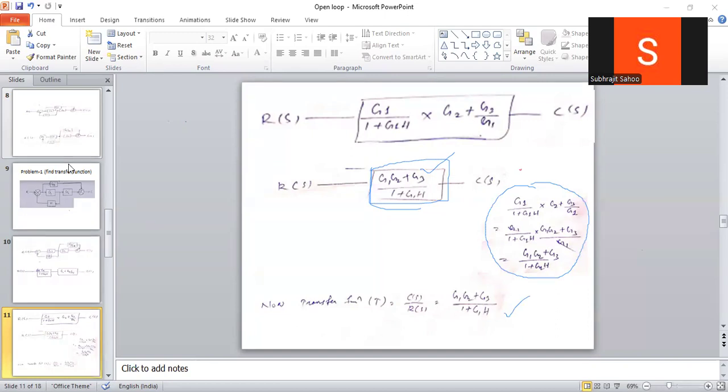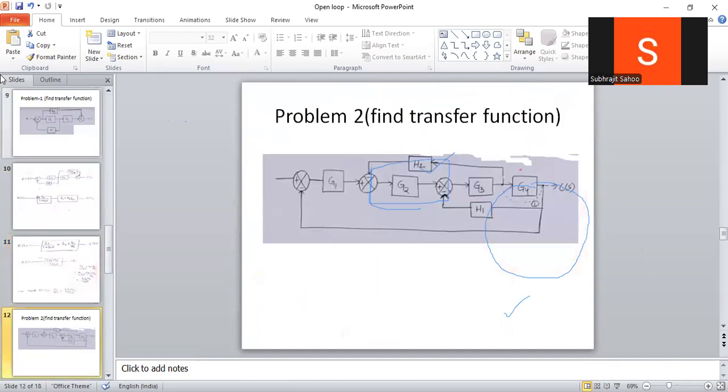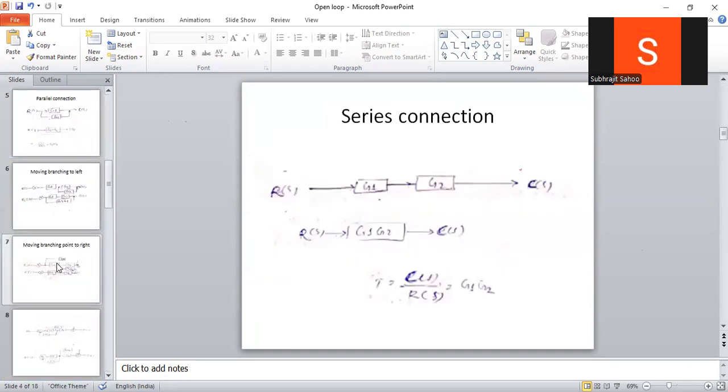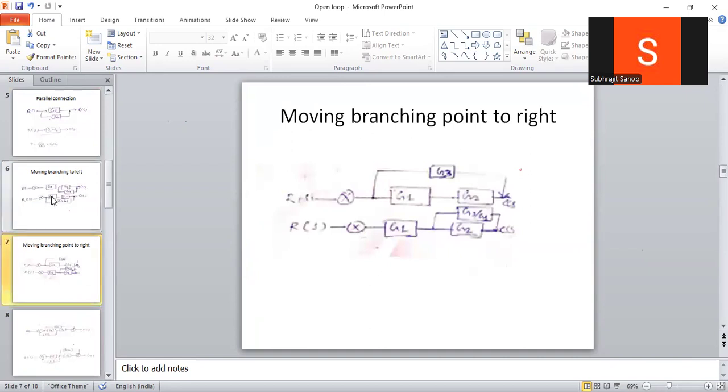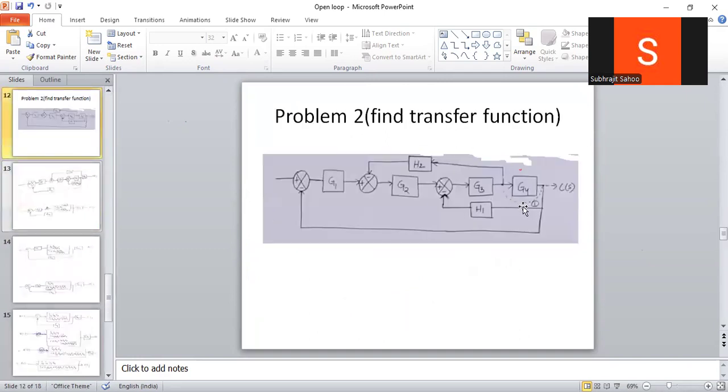Second question I will solve for you. Next question, very interesting. This is one more question, a little bit bigger than the previous one, but very easy. Observe. Block diagram solving. To solve this type of question, you need to remember the first slide, second slide, third slide, fourth slide, the tricks I have told: moving the branch to left, moving the branch to right, parallel connection, series connection. Then only you can solve these questions.